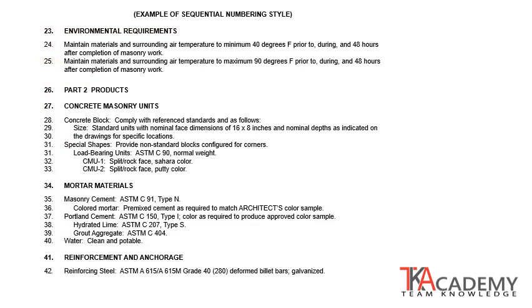This is an example of the sequential numbering style used in specifications, where every part, paragraph, subparagraph, and sentence are simply numbered in numerical order as they occur. The advantage of this is that it can be very easy to reference an item. You can simply say line 36, which is colored mortar, required to match architect's colored sample. The downside of this is that it is very difficult to maintain as you are editing to make sure all your numbers are in correct sequence.